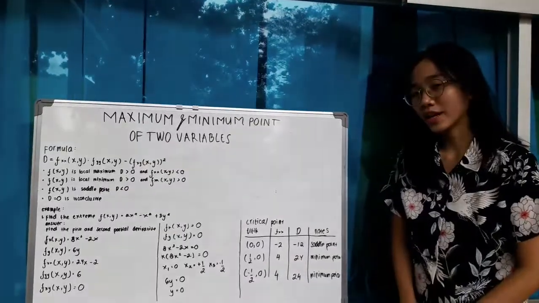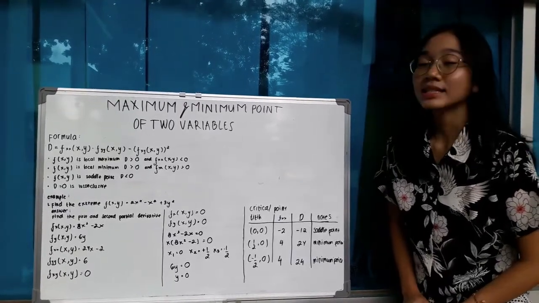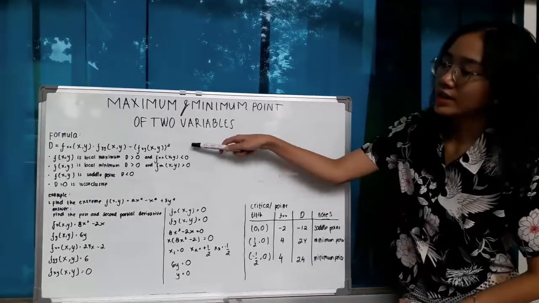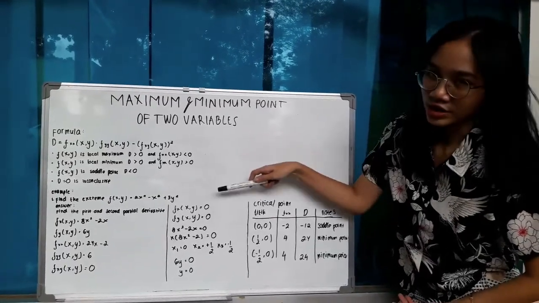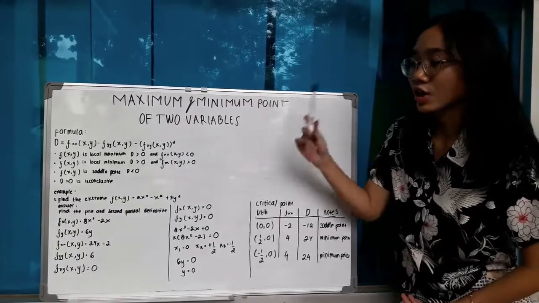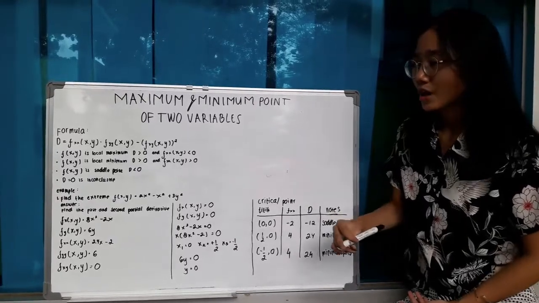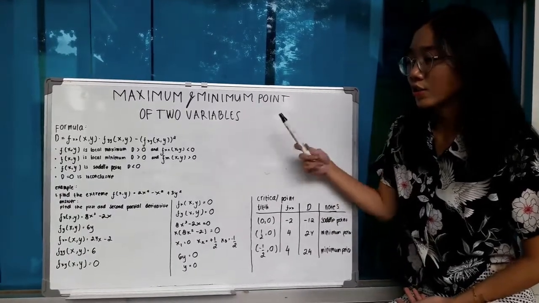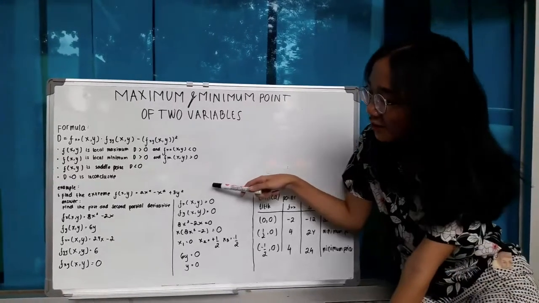Today I'm going to explain about the maximum and minimum point of two variables function. In this section, we have the formula to find the discriminant of the function. And there are four conditions to find which is the point, whether it's local maximum, local minimum, or saddle point. When the discriminant is equal to 0, it is inconclusive.